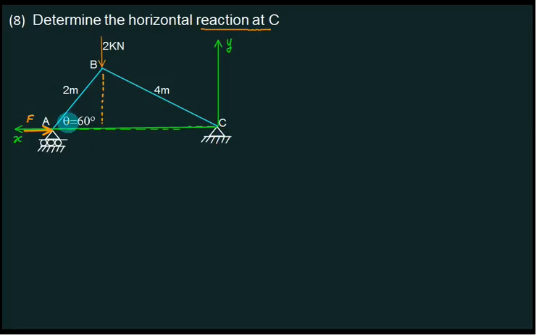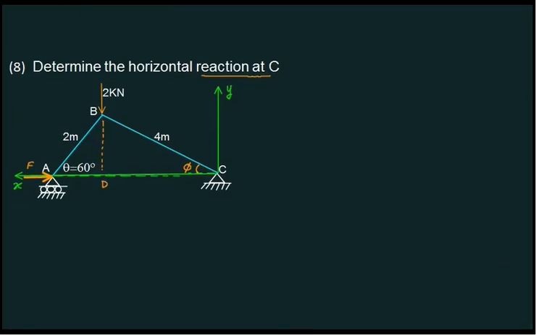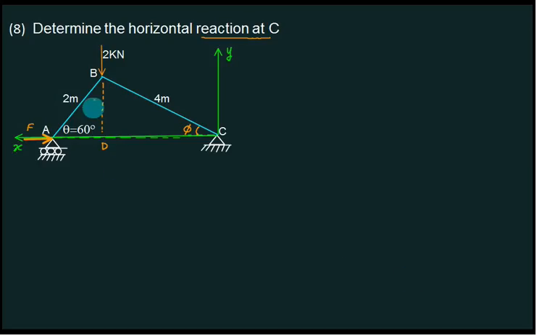This angle is theta, but this side is 4. Naturally this angle is something different. Let's call this angle phi. Let's take one additional point equal to D. Which one is the common side? BD is the common side. So if you look from this side, BD is 2 sine theta.